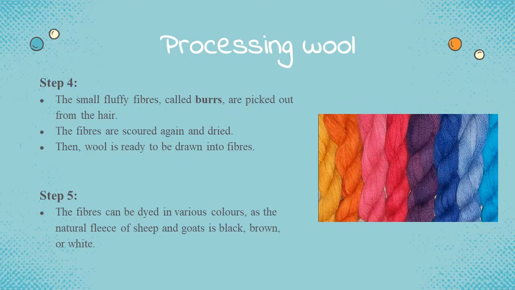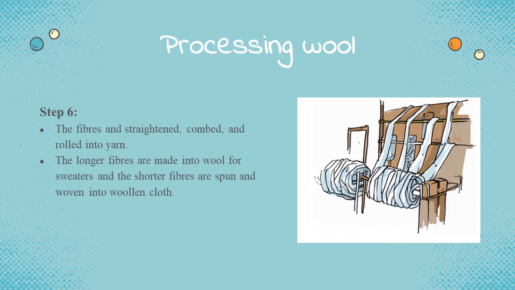Step 4. The small fluffy fibers called burrs are picked out from the hair. The fibers are scoured again and dried. Then, wool is ready to be drawn into fibers. Step 5. The fibers can be dyed in various colors, as the natural fleece of sheep and goat is black, brown, or white. The fibers are straightened, combed, and rolled into yarn. The longer fibers are made into wool for sweaters, and the shorter fibers are spun and woven into woolen cloth.